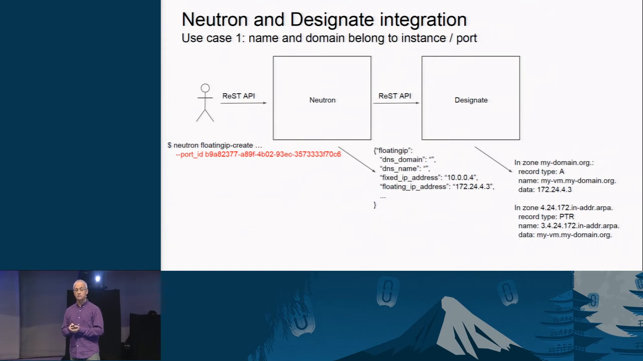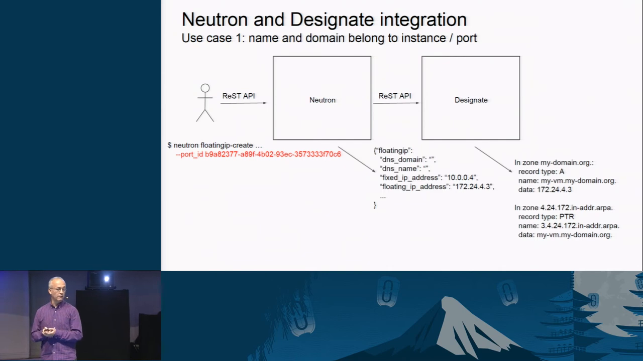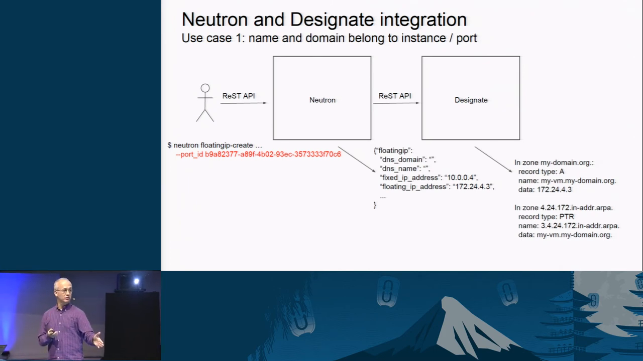And now you assign an externally accessible address to your port, a floating IP. What's going to happen is you create a floating IP associated to the port of the instance. And essentially what happens at that point in time is that the Neutron server pushes that information to Designate. And essentially what is going to happen is that we are going to get two records in Designate.